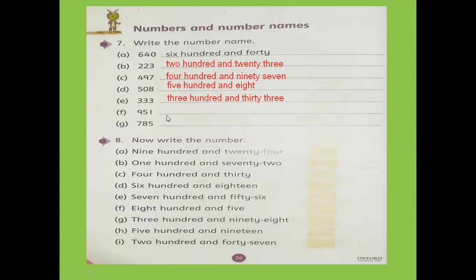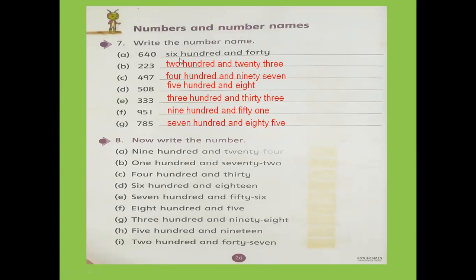F: 951. So now we will write the name of 951. Look at the spelling of fifty: F-I-F-T-Y, 50, not 5-T-Y. F-I-F-T-Y, fifty-one. 951. And last, G part, 785. Eighty: E-I-G-H-T-Y. Just write I, why? Because it becomes 80. Eighty-five.